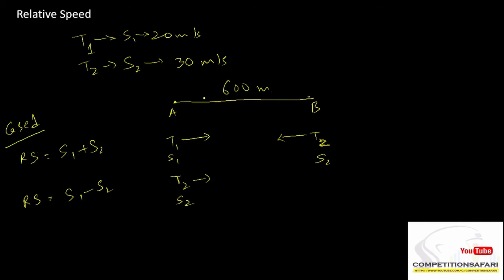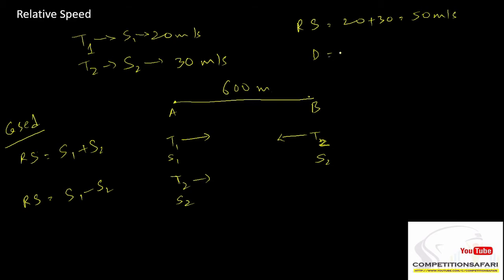So in this question we have cleared what the relative speed should be if we have to add it or subtract it. Now it is asking after how much time will both the trains cross each other if they are moving in opposite directions and they start at the same time. So the total relative speed for this case should be 20 plus 30, because they are moving in opposite directions, which gives you 50 meters per second.